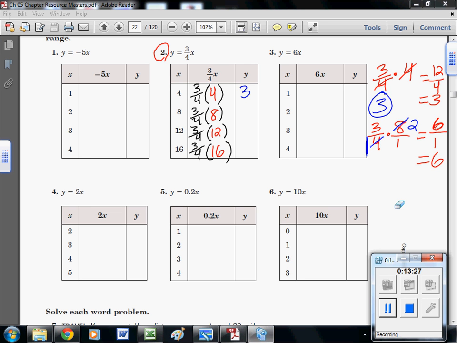If you had not used the shortcut, you would have done 3 times 8 is 24. You would have had 24 over 4 times 1, which is 4. 24 over 4 equals 6. So you've gotten the same thing. So it's what we expected.